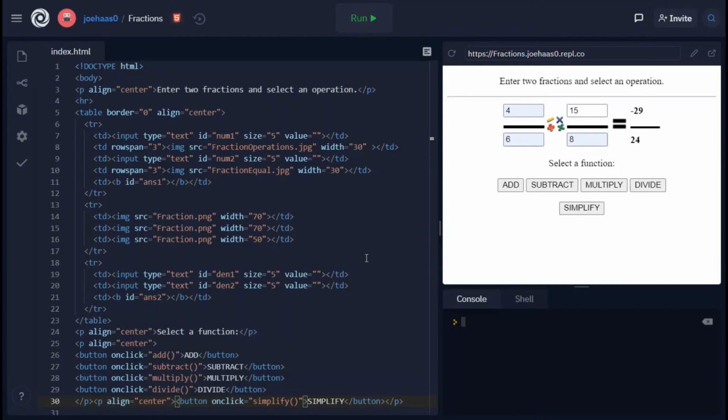Now the output, let's see if I can actually find that output, is ID answer2, and where is answer1? Oh, it's way up here. It's a little bit confusing because I have these images in here. So answer1 is the numerator answer, and answer2 is the denominator answer. I probably should have called it ans num and ans denominator, I guess, or something like that. So this is where you're going to be writing your output, again, using document.getElementById, and you know how that works. And hopefully you can figure out how to add, subtract, multiply, and divide, right?